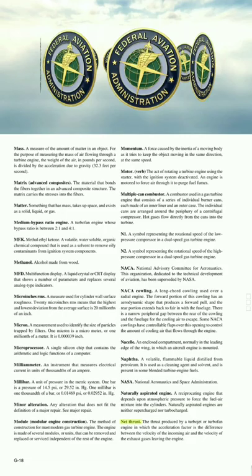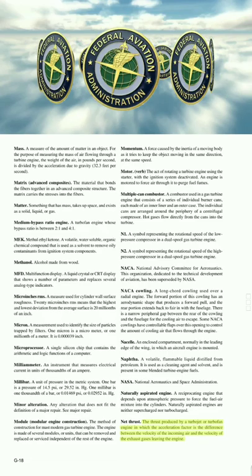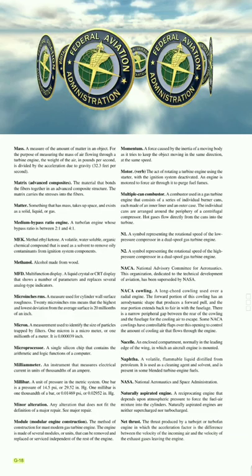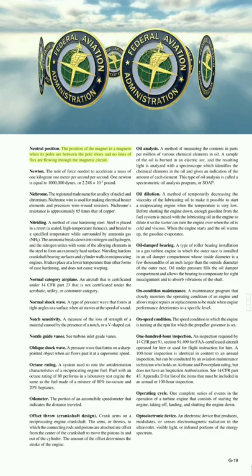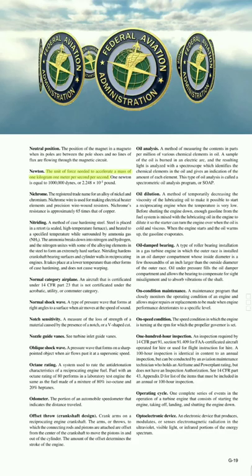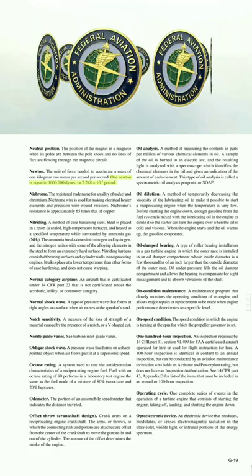Net thrust. The thrust produced by a turbojet or turbofan engine in which the acceleration factor is the difference between the velocity of the incoming air and the velocity of the exhaust gases leaving the engine. Neutral position. The position of the magnet in a magneto when its poles are between the pole shoes and no lines of flux are flowing through the magnetic circuit. Newton. The unit of force needed to accelerate a mass of 1 kilogram 1 meter per second per second.